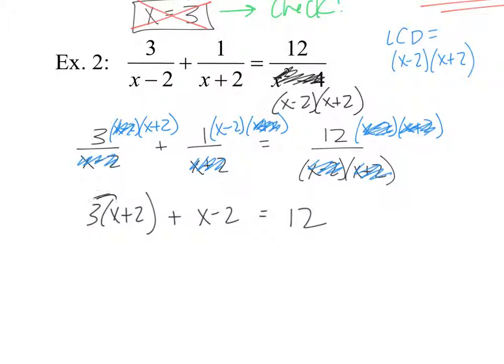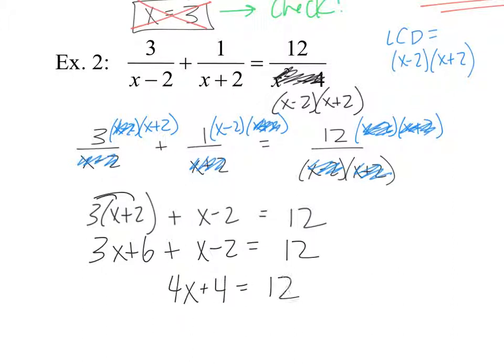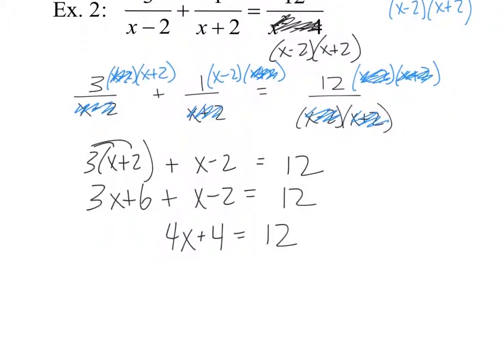Cancel them. Let me distribute my 3 here. Get 3x plus 6, x minus 2, and 12. Combine like terms. And then just solve, and we're home free after that. End up with x equals 2.